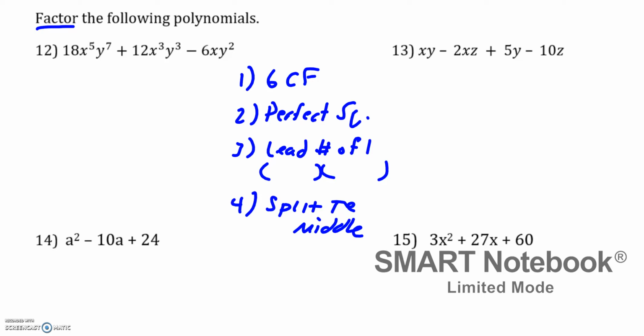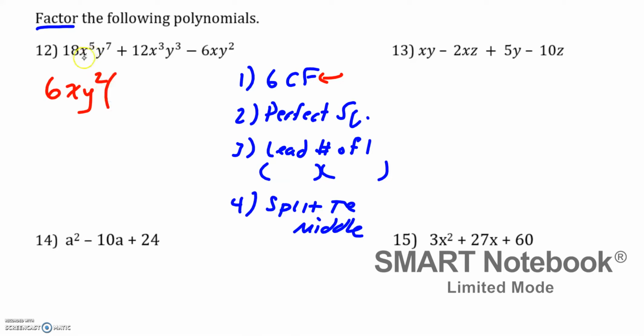All of these are going to come up in these factoring problems. So if I start here with number 12, the first thing I want to look for is a greatest common factor. When I look at all 3 terms, I know it looks a little strange, so I'm going to start with GCF. I look at 18, 12, and 6, and the biggest number I can take out of all 3 is 6. If I look at x to the 5th, x cubed, and x, I can take a single x out of all 3. Y to the 7th, y cubed, y squared, I can take 2 y's out.